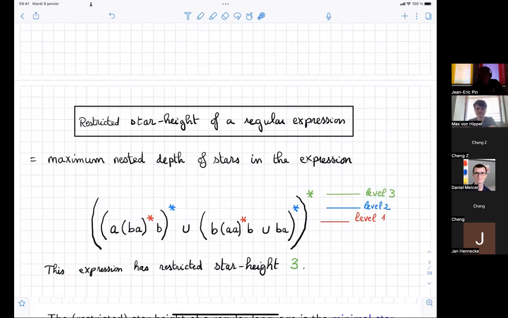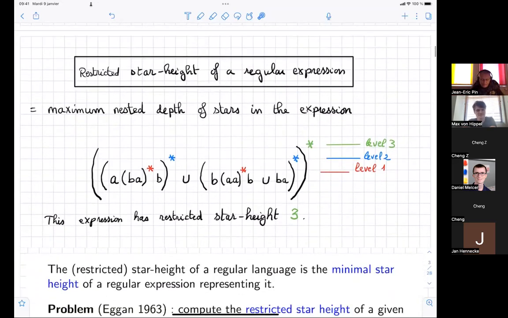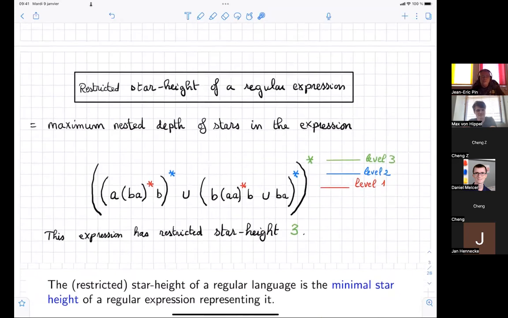Yeah. Thank you. So now, going back to languages, the restricted star height of a regular language is the minimal star height of a regular expression representing this language. So you look at all possible ways to represent the regular language, and you try to find an expression with the smallest restricted star height. Okay?